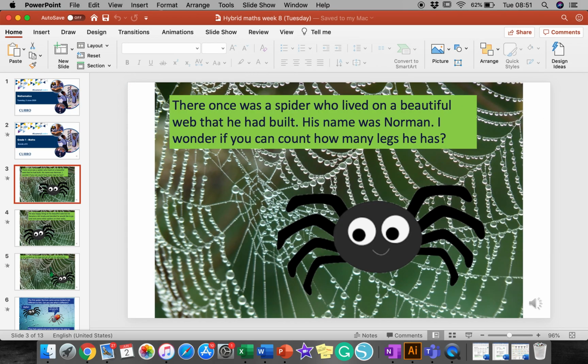So this is the first slide of our problem solving. It says, there once was a spider who lived on a beautiful web that he built. His name was Norman. I wonder if you can count how many legs he has. Let's count his legs. 1, 2, 3, 4, 5, 6, 7, 8. Well done. Norman has 8 legs.